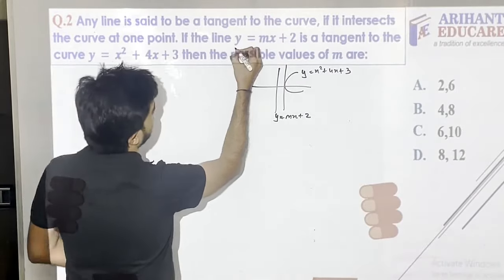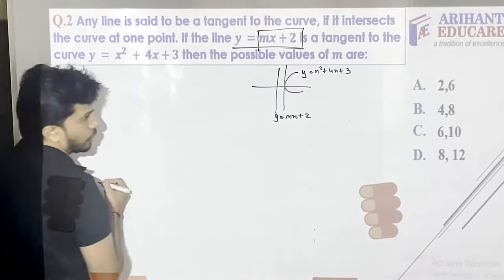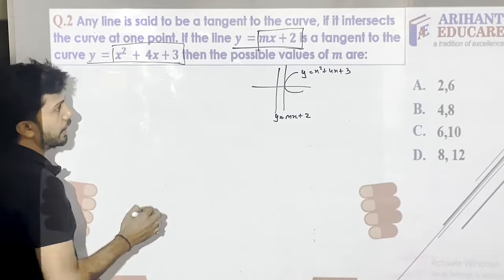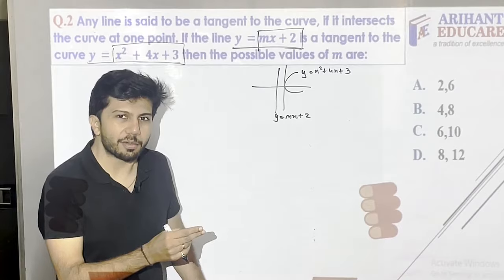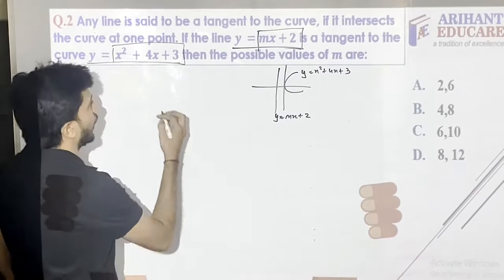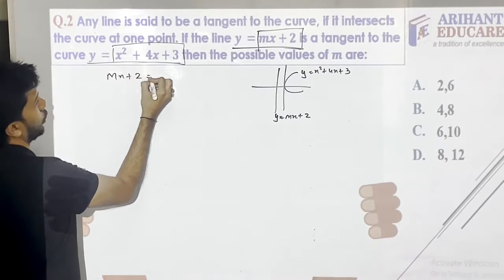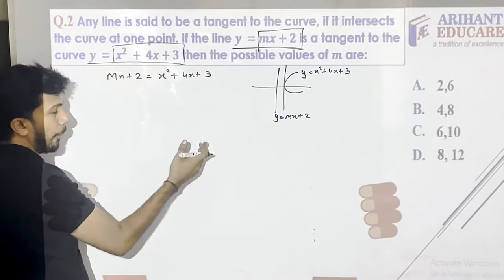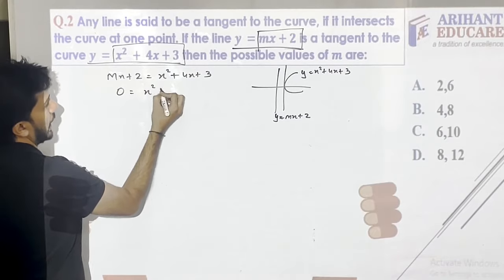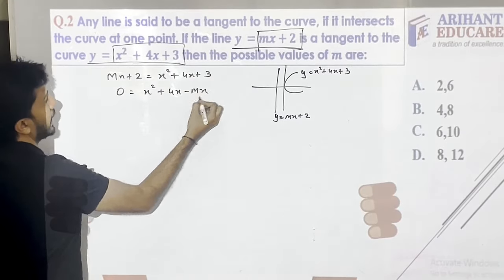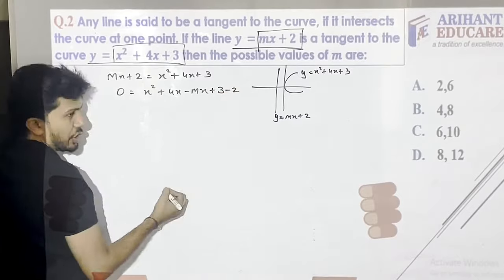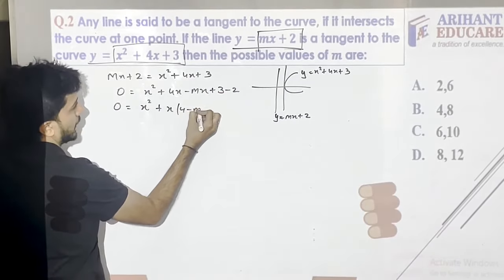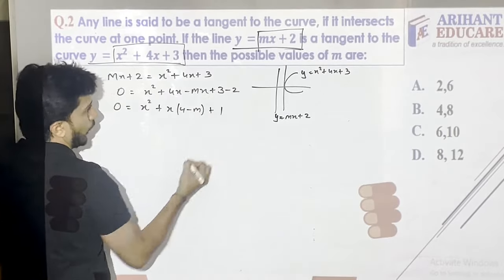I have one equation that says y is mx plus 2. I have a second equation which says y is x square plus 4x plus 3. Both of them are values of y, right? So they can be equal. So I can write mx plus 2 will be x square plus 4x plus 3. Let's make it a proper quadratic one. So 0 will become x square plus 4x minus mx plus 3 minus 2. So this will bring out x square plus x common 4 minus m, 3 minus 2 is 1.